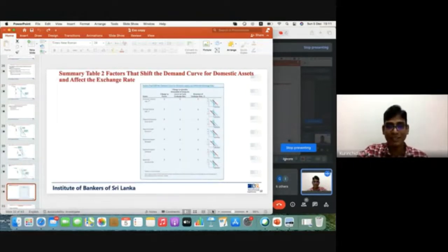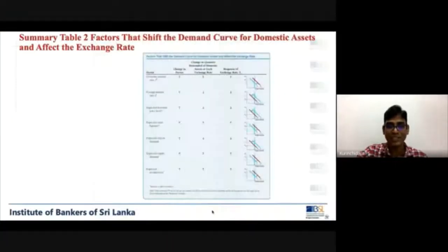And then I think everything is put together here for your understanding. I hope it may be clear for you as well. Factors that shift the demand curve for domestic assets and affect the exchange rate, right? Everything is given here: changes in quantity demanded of domestic assets at each exchange rate. You can see the change in factor and the response of the exchange rate. As we discussed earlier, it's a summary picture. If you can understand this one, I think you are through.